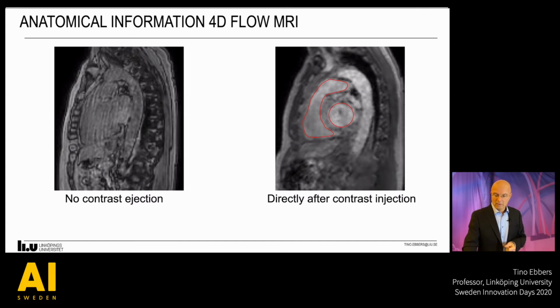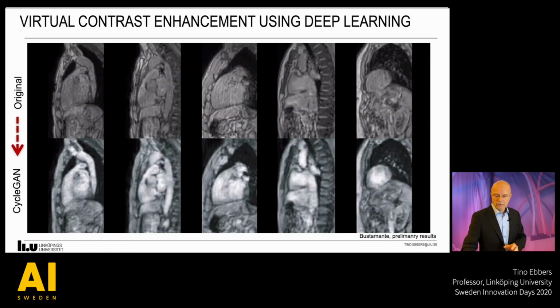But still, you would like to avoid using this contrast agent at all, because it is expensive and it is potentially harmful. So what we tried here instead is, when we have the 4D flow data acquired without contrast agent, if we can simulate, we can generate images which have this contrast anyway, as if you had used the contrast injection. So we use the CycleGAN for this one, and then you see that you suddenly get much better contrast in the images by just using AI.